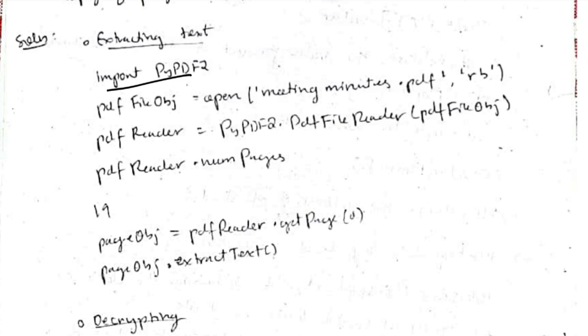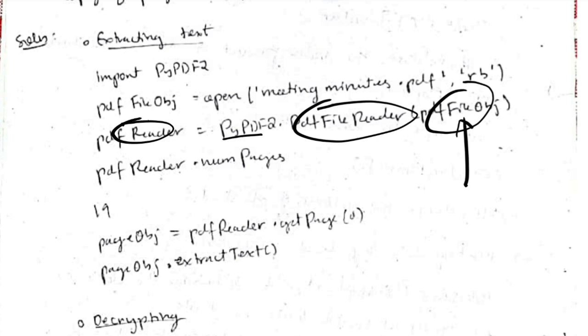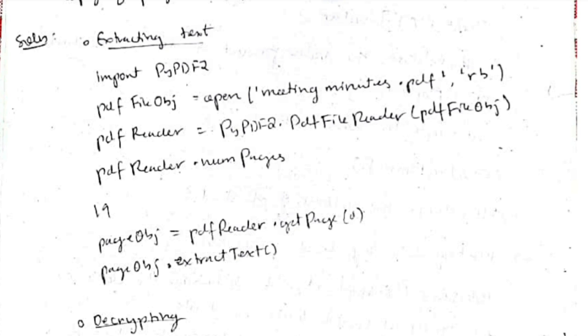These are the default things which you have to write. Import PyPDF2. Then, as I told earlier, you can't do the operation directly on a file. You have to create a file object. So the PDF file object is created here, and after that, if you want to read it, you have to create a reader object. Okay, so you are passing the file object here to PyPDF2.PdfFileReader. The file reader is created. After that you can access whatever is in the PDF meeting minutes.